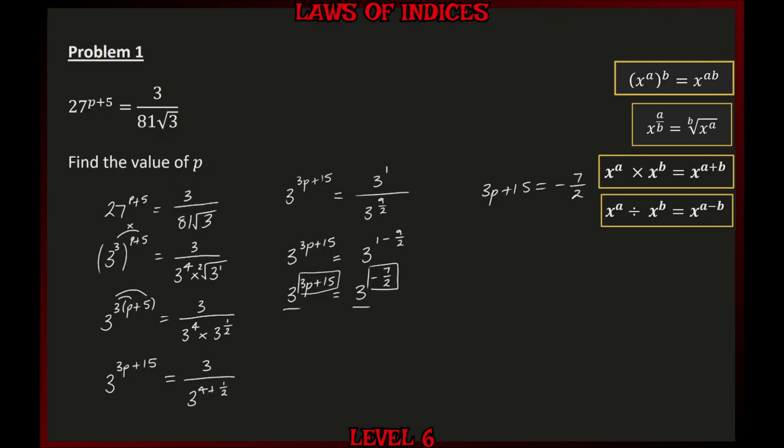To solve this equation, we can start by taking away 15 from both sides. And this gives us 3p is equal to minus 37 over 2. And finally, by dividing both sides by 3, we get to our final answer, which is that p is equal to minus 37 over 6.